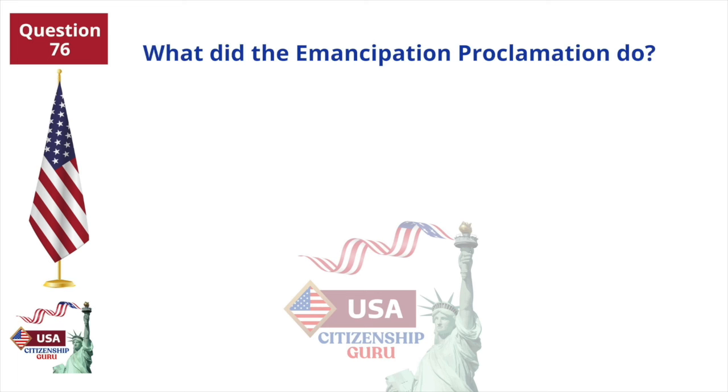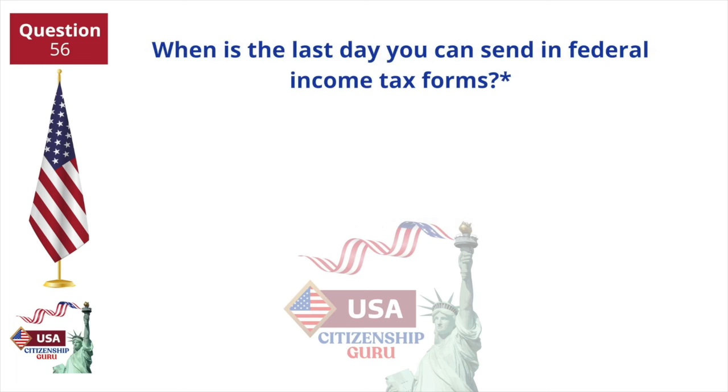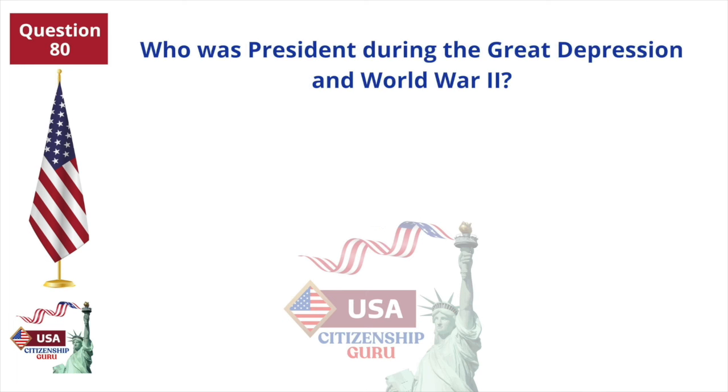What did the Emancipation Proclamation do? Freed the slaves. When is the last day you can send in federal income tax forms? April 15. Who was president during the Great Depression and World War II? Franklin Roosevelt.